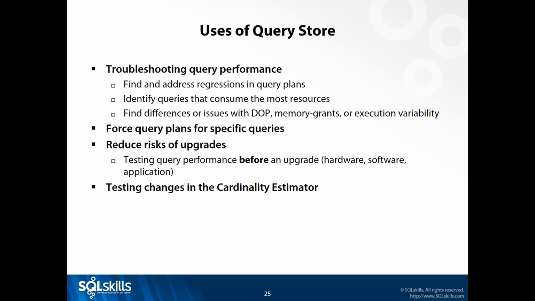Okay, so we've talked about a couple uses of Query Store here in terms of looking for regressions in our performance, figuring out the queries that are the most expensive, and then we can look to see what do we have in terms of differences for degree of parallelism, memory grants, execution performance for a given query across different plans. And we just touched upon the ability to force a query plan for a specific query.